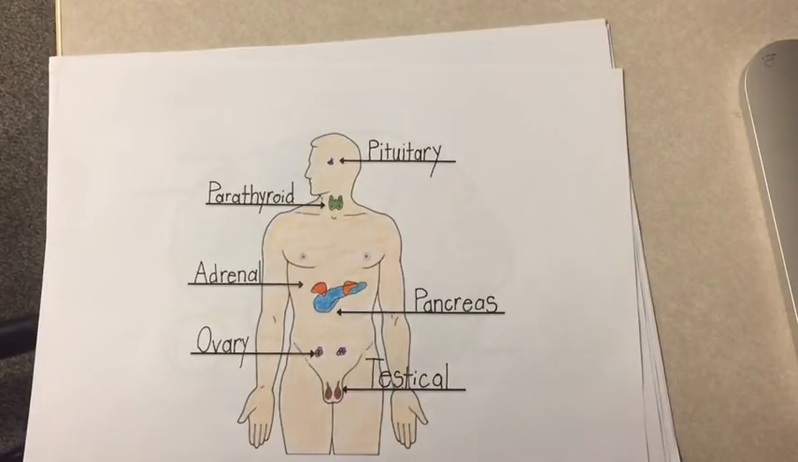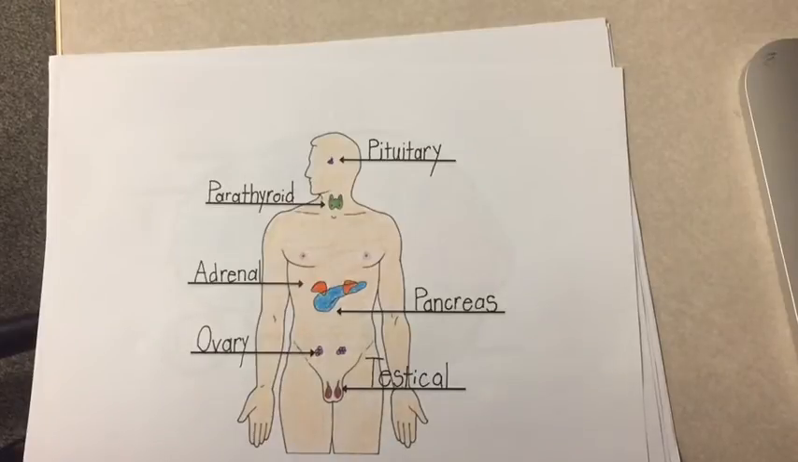There are the parathyroid glands, which help with metabolism. And there is the pancreas, which secretes insulin, and that helps regulate blood sugar levels, also known as glucose. And there are the testes, made up of testicles, and they secrete the male sex hormone testosterone. And in females, there are ovaries, which secrete the female sex hormone estrogen.